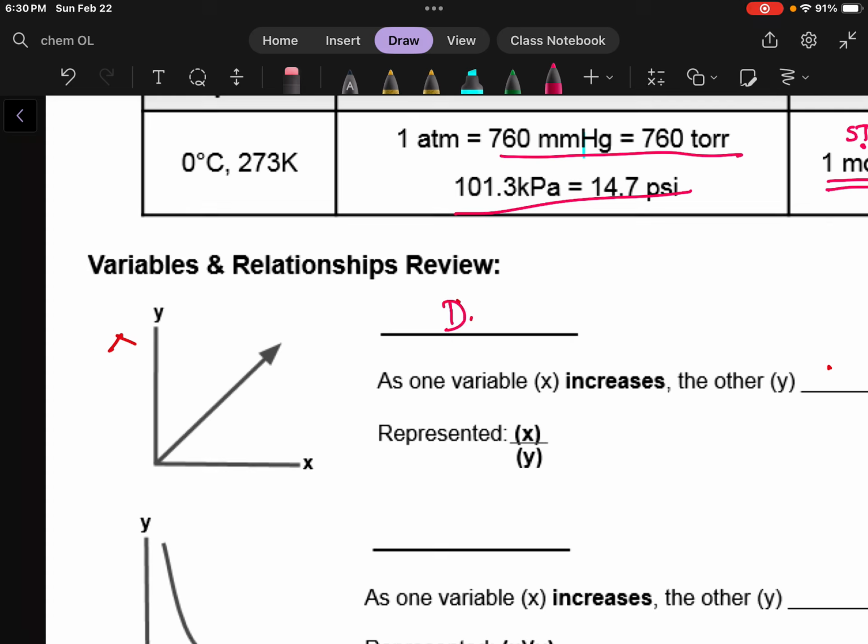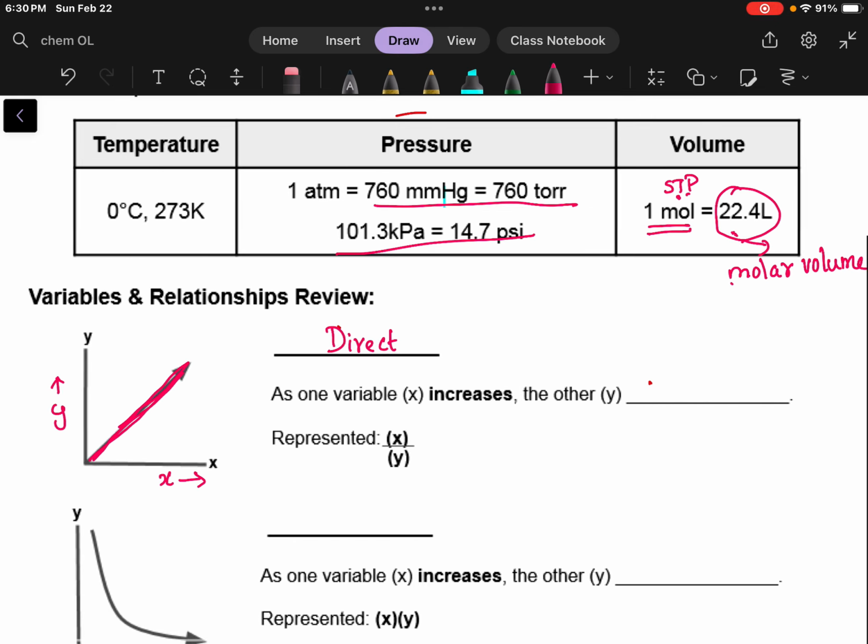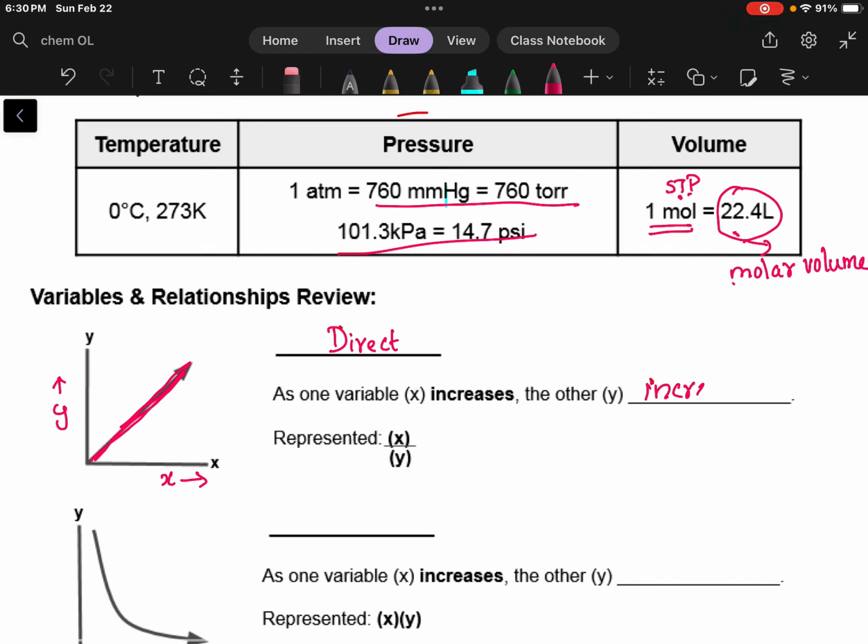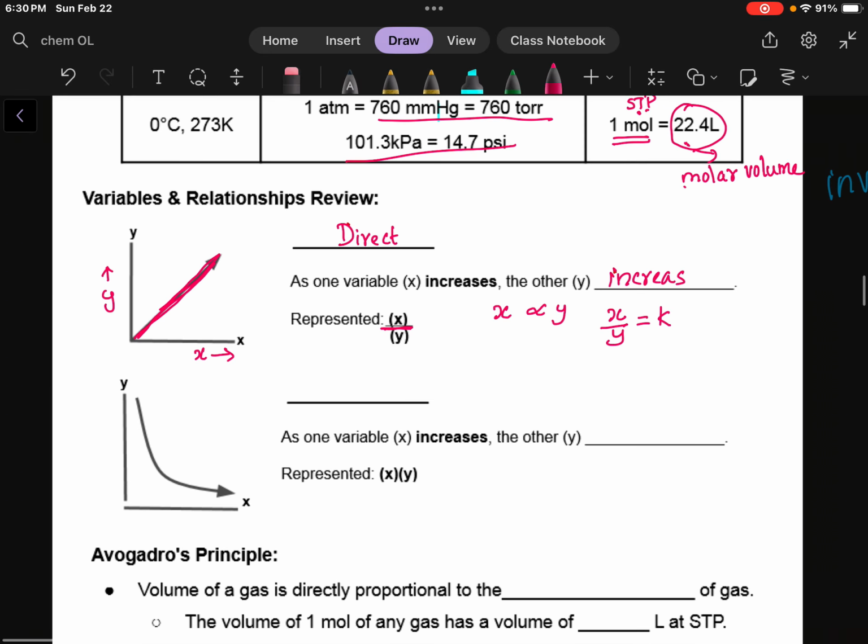First relation we are going to talk about is the direct relation. Say for example, if I am increasing the value of x and then y also increases, then you will get a straight line, linear line, and that is called direct relation. So if x increases, y increases, so we'll write x is proportional to y, or we can say x divided by y is equal to a constant k.